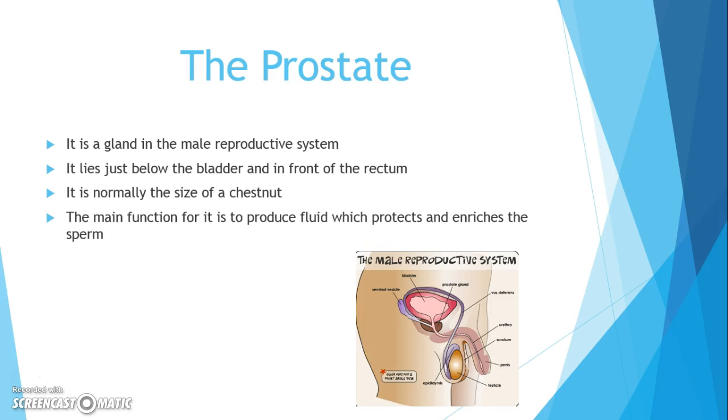The prostate is a gland in the male reproductive system. It lies just below the bladder and in front of the rectum. It is normally the size of a chestnut, and its main function is to produce the fluid which protects and enriches the sperm.